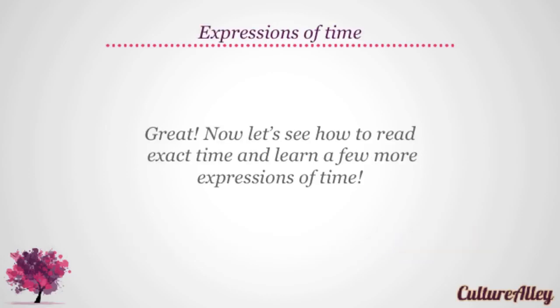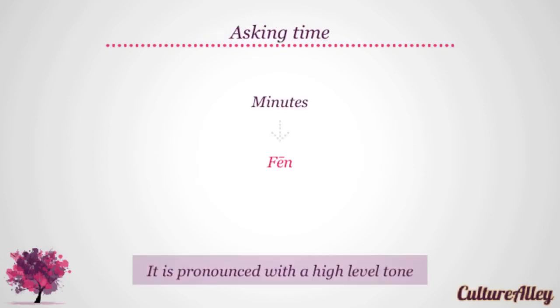Great! We have seen how to read time. We can now read expressions like it's 2 o'clock, it's 5, etc. Now let's see how to read exact time and learn a few more expressions of time like it's 5 minutes after 3, it's 3 minutes after 11, etc. For this, we will have to learn some vocabulary. So let's start. Minutes translates to 分 and is pronounced with a high level tone.